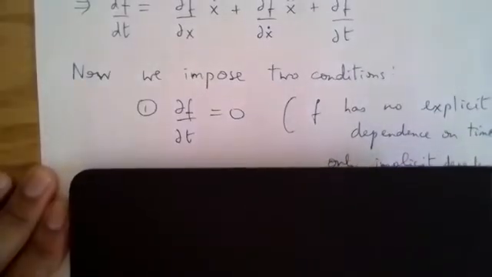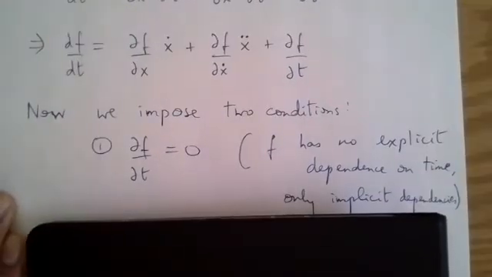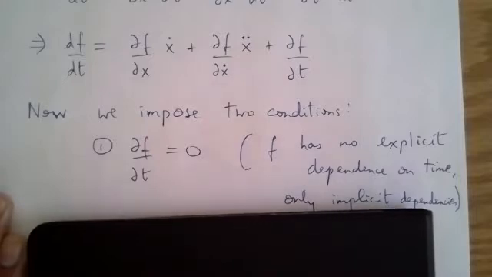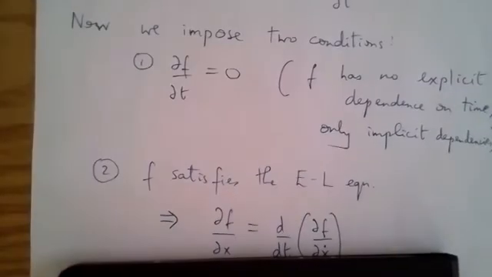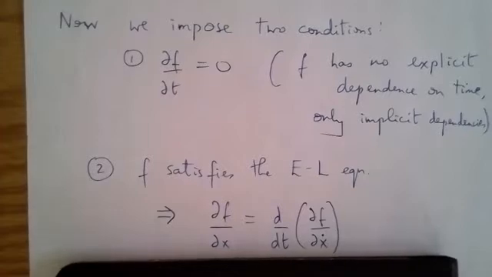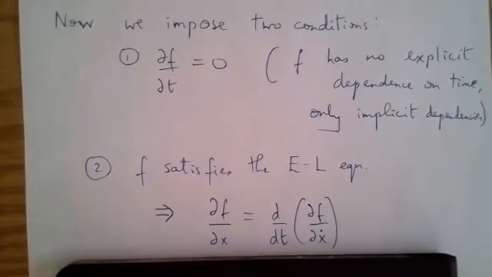The first condition is that partial f partial t is 0. That is, that there is no explicit dependence on time, only implicit dependencies through x and x dot. So in other words, x and x dot can be functions of time, and because those might change with time, f can change with time, but f does not directly depend on time. The second condition is that f will satisfy the Euler-Lagrange equation, which with our current set of dependent and independent variables will look like this.